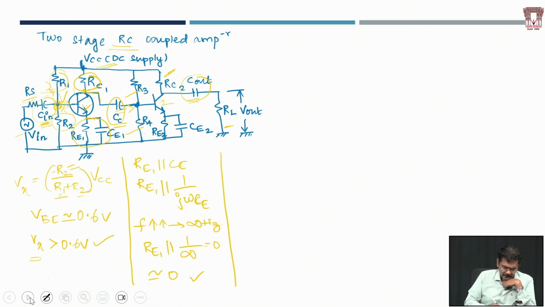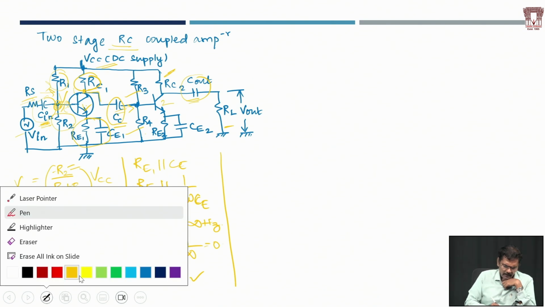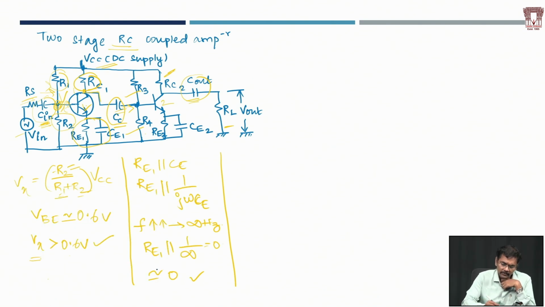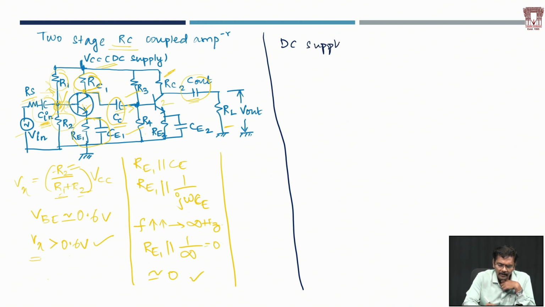Now let me say what this DC supply is and how it is related. The DC supply is very simple. It's like a battery. Let me take an example: the DC supply is the same as the battery of a mobile phone, and the Vin that we are talking about, the input voltage, is the speech signal or audio signal.